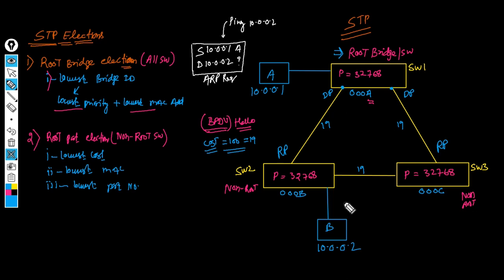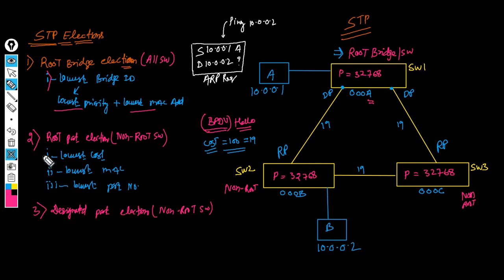Now which link is left over here? Between switch 2 and switch 3, this link is left over. Means the block is going to be on this only. How can you decide? So the next election will take place now. The third election is again all about the designated port election. Designated port election, again, this also happens in non-root switches only.